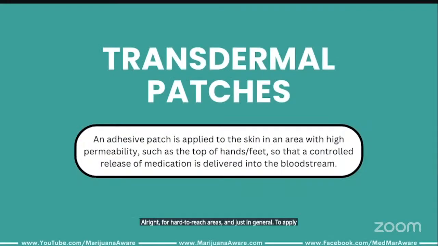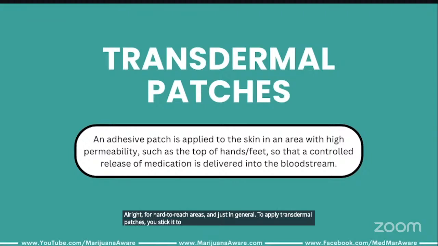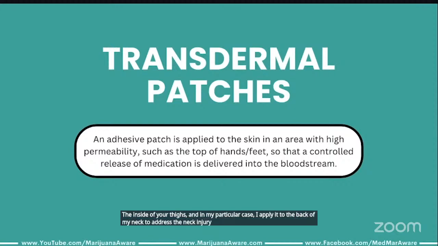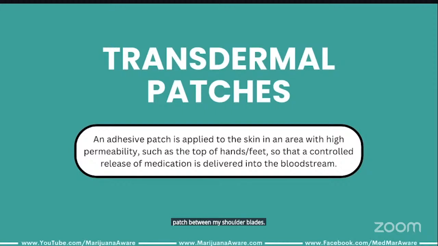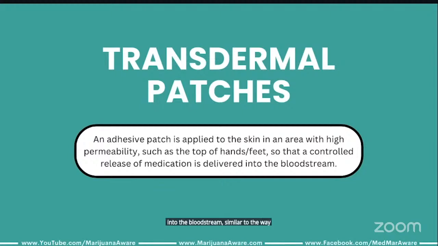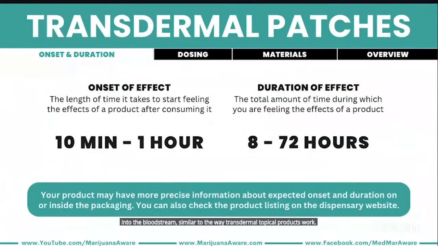To apply transdermal patches, you stick it to a skin area that's highly permeable. This is typically the back of your hands, the top of your feet, the inside of your thighs, and in my particular case, I apply it to the back of my neck to address the neck injury, and I put the patch between my shoulder blades. What the patch does is it delivers a controlled amount of medication through the skin into the bloodstream, similar to the way transdermal topical products work. It has an onset time of between 10 minutes and an hour, and it has a duration time between 8 hours and 72 hours, again, depending on the product specification.